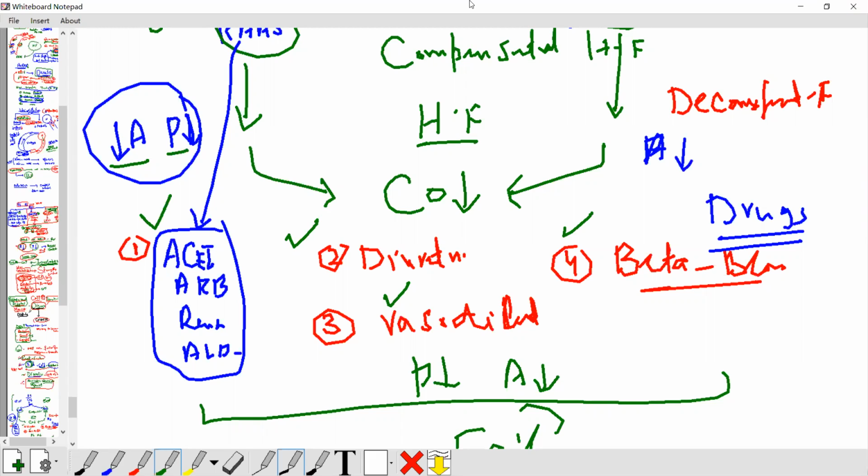Next class, inshallah, we will start MI and angina: how to treat MI and angina, and what drug we prefer for angina and MI. That's it for the class. If you have any question about heart failure, you can ask me. You must read my PPT, I already sent it in the group. Now you can memorize everything I explained easily.